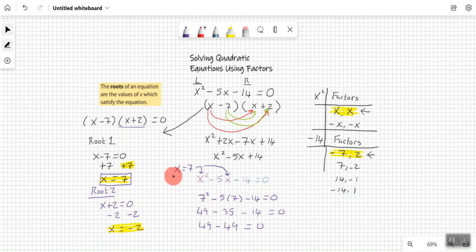Now you don't need to substitute the value into the expression to check that it's 0 unless the question tells you to. You don't need to do that, but I'm just showing you for the purpose of explaining what a root actually is. Okay, so that's solving equations using factors. So solving quadratic equations using factors.